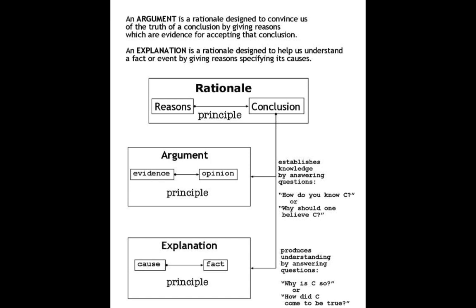Arguments and explanations both have conclusions. However, their reasons function differently. An argument is a rationale designed to convince us of the truth of a conclusion by giving reasons, which are evidence for accepting that conclusion. An explanation is a rationale designed to help us understand a fact or event by giving reasons specifying its causes.